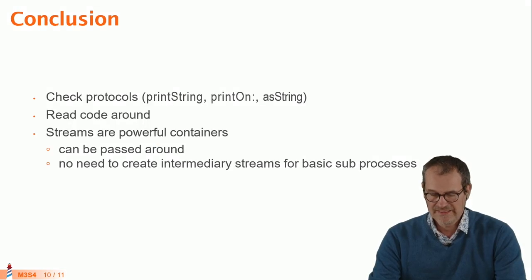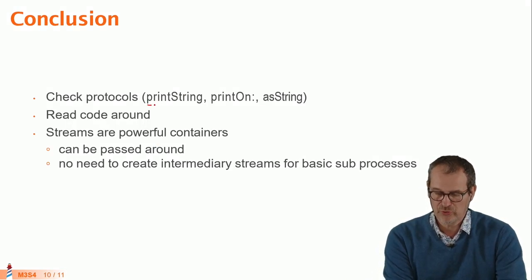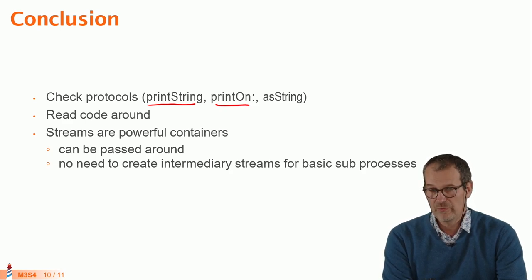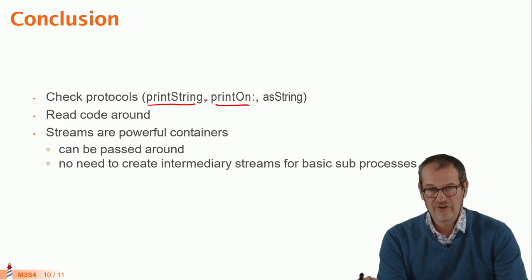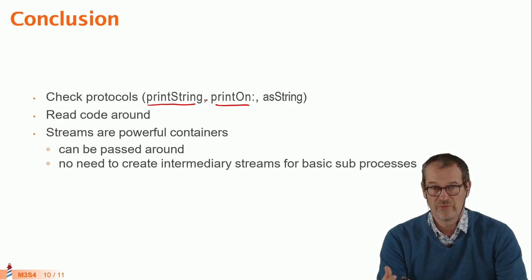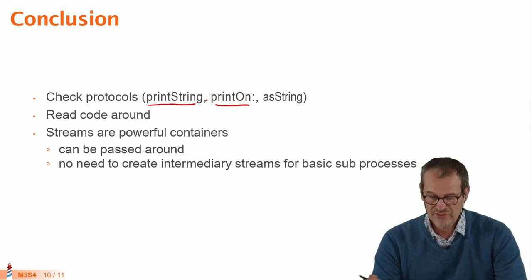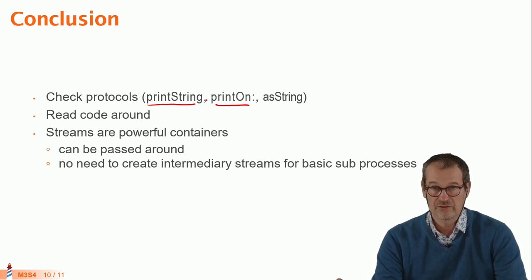So the conclusion is that it's always nice to check a bit the protocol, like printString, printOn. I looked at the implementation in Pharo, and we fixed many of them, because in fact people were always making the mistakes. So I guess that now there are even quality rules that check that. What you should understand is that streams are really powerful containers, like baskets. When you pass them around, you don't have to create another one. You can just write inside or place objects inside the stream. They are made for that. And there is no need to create intermediate streams for just basic sub-processes.